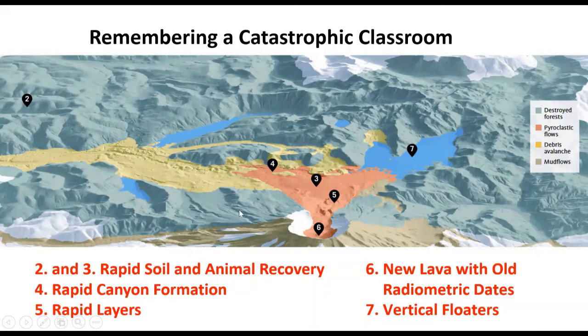Rapid canyon formation 4, so canyon formed because of the pyroclastic flows. 5, rapid layers, okay, so there were layers like your layers of the mountain. 6, new lava with old radiometric dates there. And 7, vertical floaters. You have the tree trunks in the lake, right? They are floating and some of them have sunk into the lake.